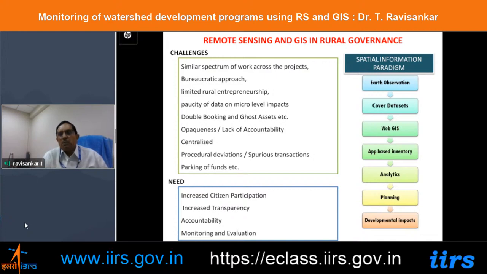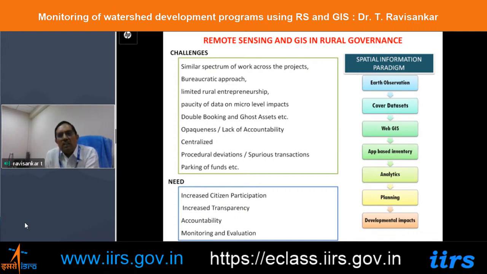The latest being the geospatial policy document issued by the Department of Science and Technology to provide all the data, maps, and information generated by various governmental agencies in India to any user who wants them, with minimum restrictions. And what is the spatial paradigm shift that we should see in this particular envelope?